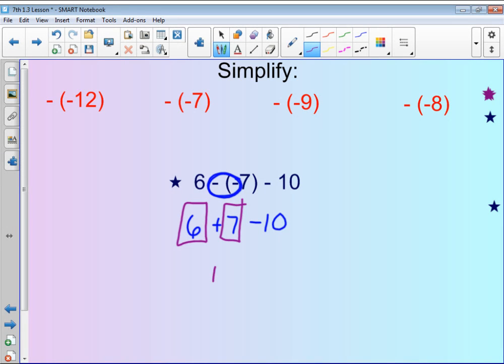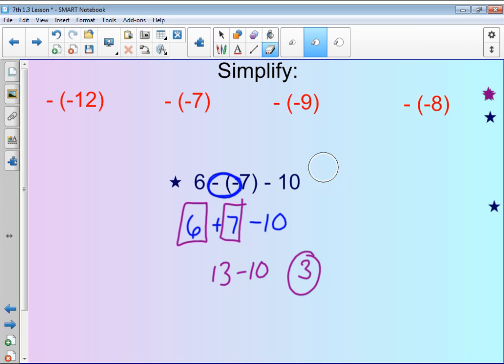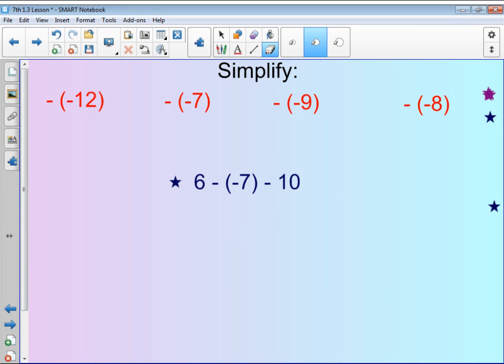So I end up with 13 minus 10. Okay, basic subtraction. You don't have to think of that as negative 10. You can think of it as 13 minus 10, which gives us 3. So we end up with 3 for that one. Okay, you are going to try this one on your own.